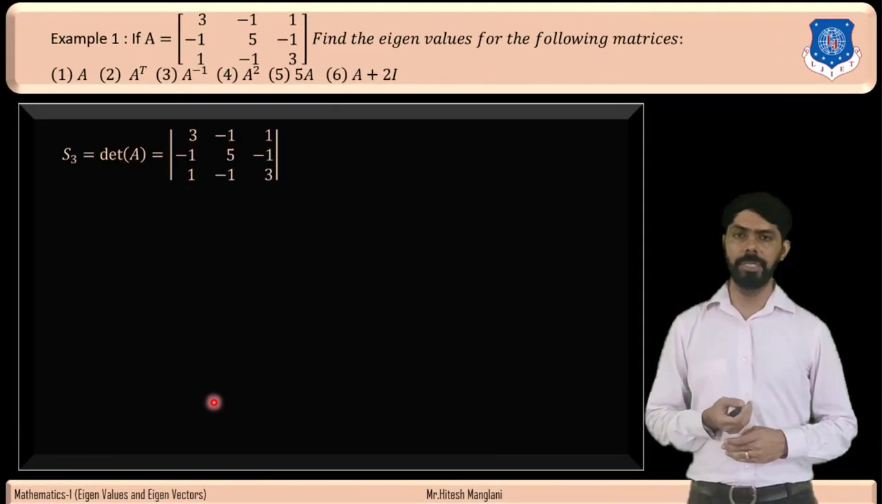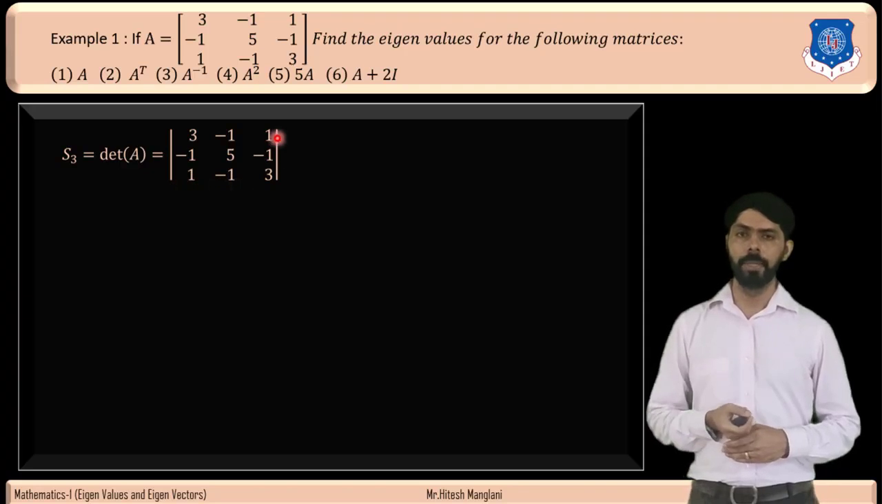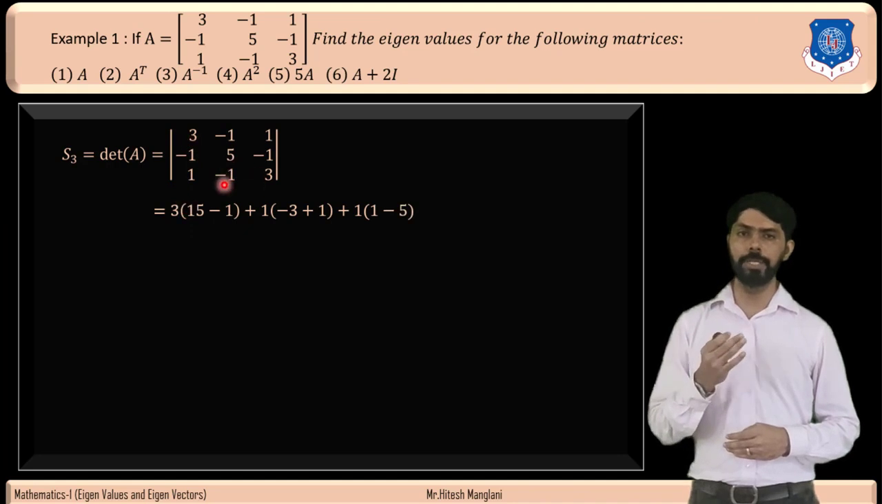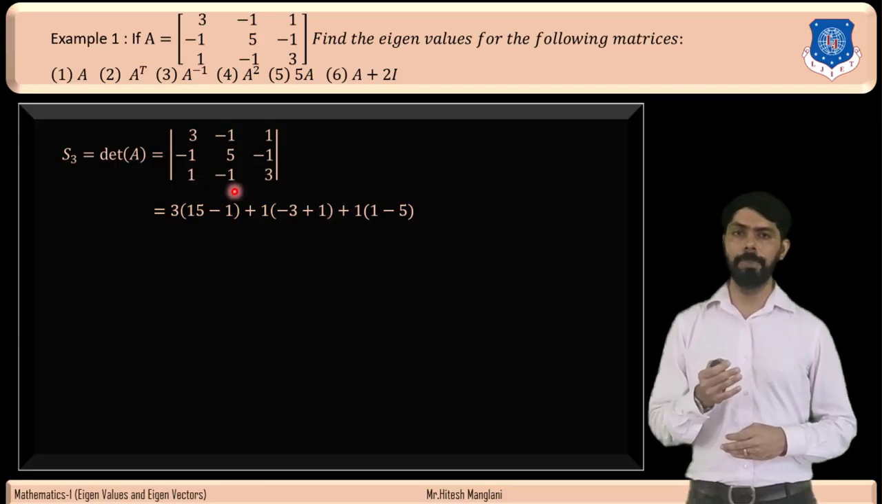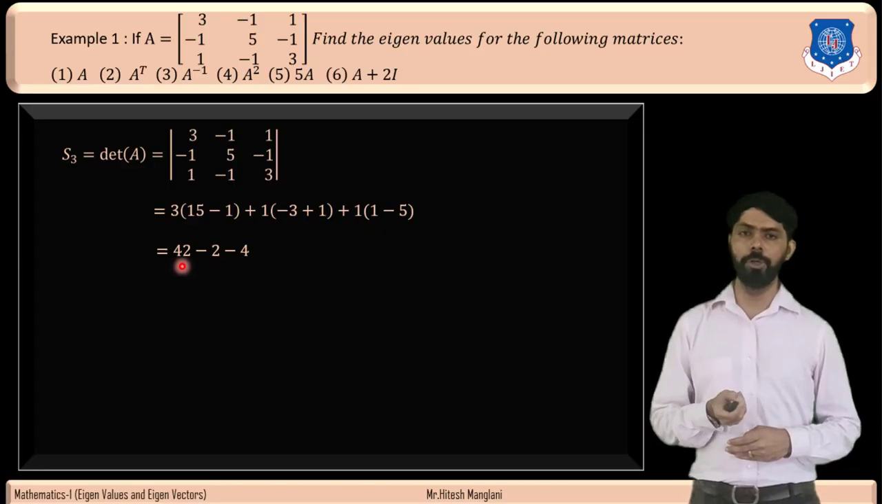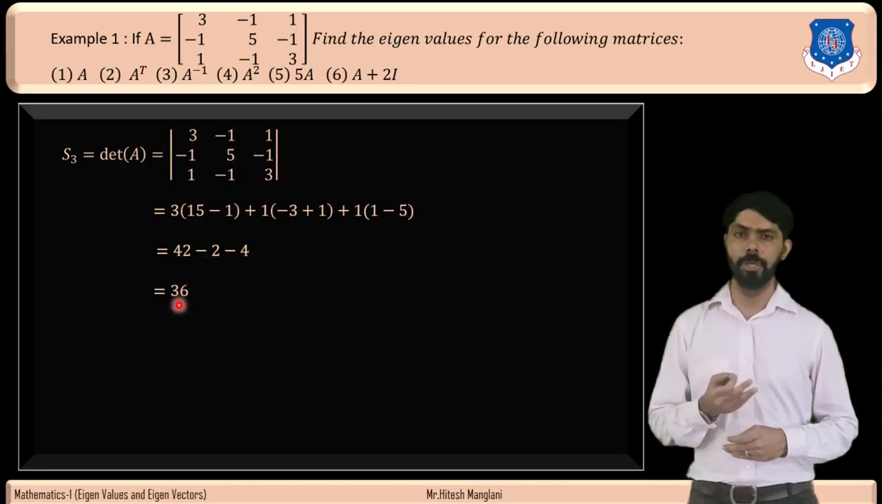Now we will find S3, which is the determinant of the given matrix. So the determinant of 3, minus 1, 1, minus 1, 5, minus 1, 1, minus 1, 3. If we take the determinant of this matrix, it will be 3 in bracket 15 minus 1, plus 1 in bracket minus 3 plus 1, plus 1 in bracket 1 minus 5. Simplifying, 3 into 14 is 42, then minus 2 into 1 is minus 2, then 1 minus 5, that is minus 4, into 1 is minus 4. So 42 minus 6 is 36. So the answer for S3 is 36.